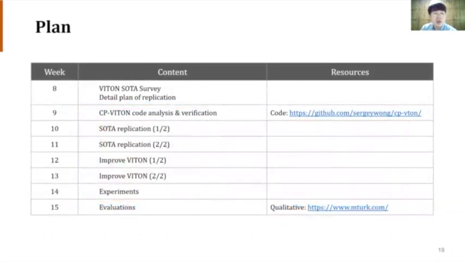We start by verifying the re-implemented code of CP-VITON. We expect a series of testing and debugging processes. After setting CP-VITON as the baseline, we implement our idea to improve the performance of generated images through extensive experiments. If time allows, we also perform a qualitative evaluation through a human experiment using Amazon Mechanical Turk, which is the most popular method to evaluate the performance of generated images.